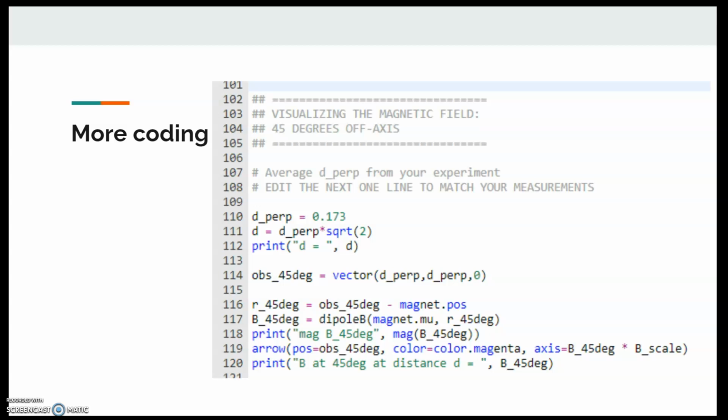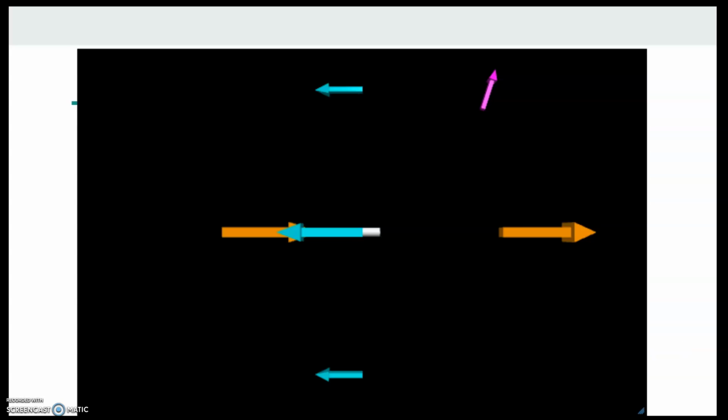So here's a little bit more coding. For the off-axis calculations, the d perp 0.173, the actual distance d, the observation 45-degree angle. And here's what the output of all that looks like. As you can see, there are the observation locations, the magnet in the center, and the corresponding magnetic fields.